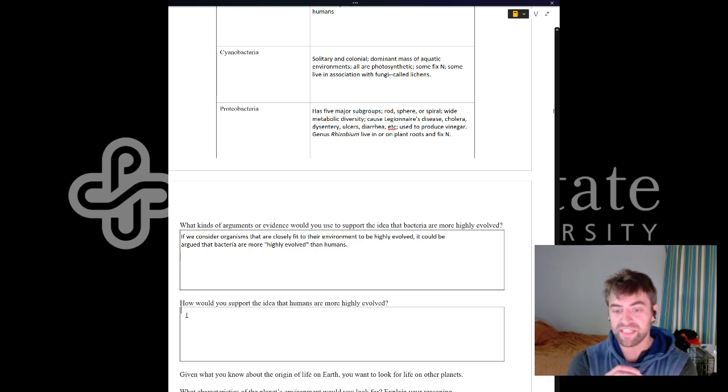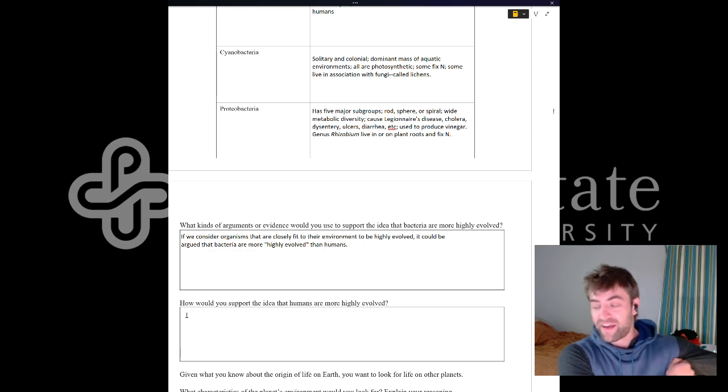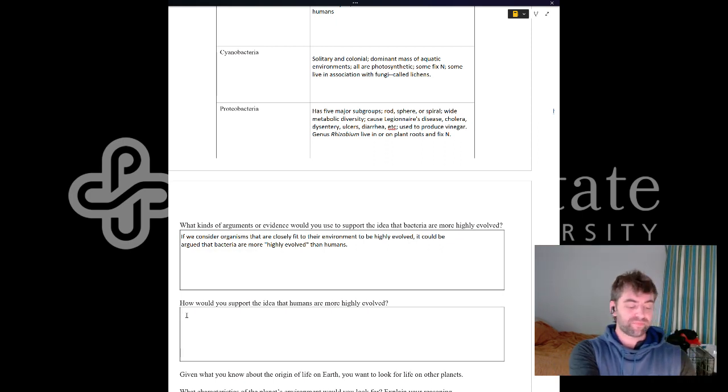How would you support the idea that humans are more highly evolved? You could say that the changes in morphology that humans enjoy that allow us to succeed in a variety of environments, within a sort of narrow range of temperatures and pH and all that, may actually make us more highly evolved. Our flexibility in that way.